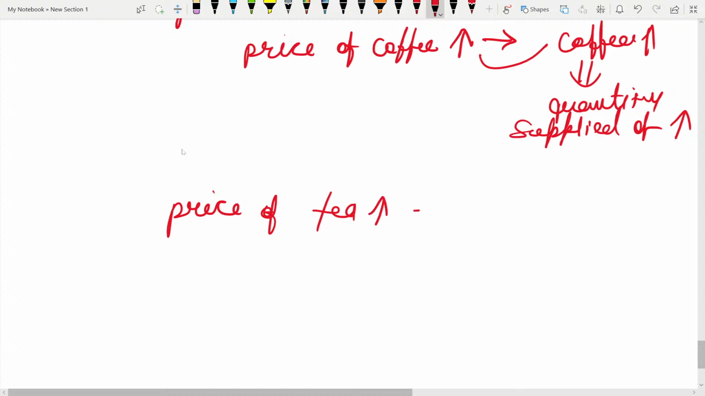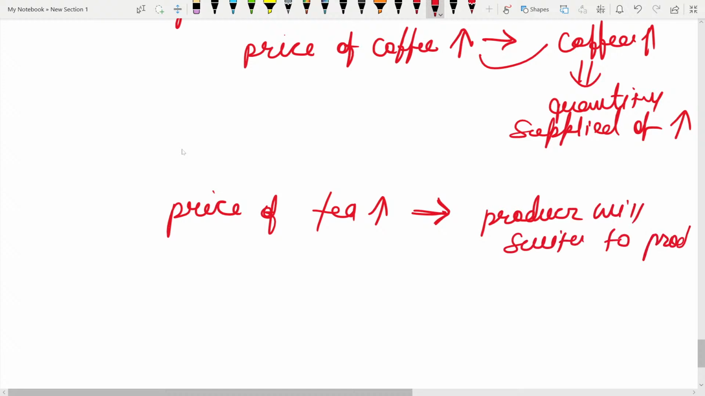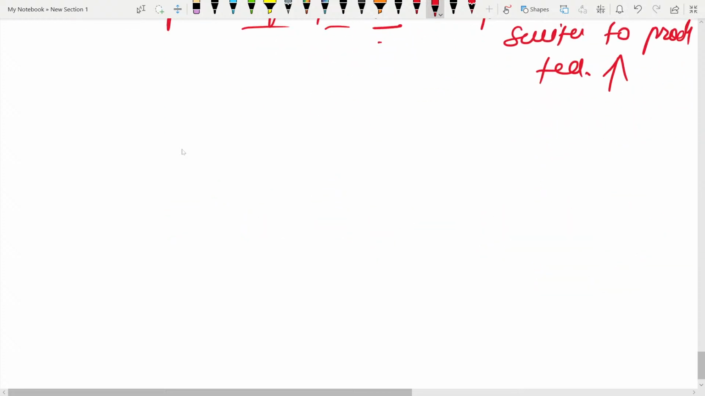Now let's suppose the price of tea goes up. What happens now? Let's take another perspective: if the price of tea goes up, then automatically the producer will switch to producing tea. Why? Because the price of tea is going up. Therefore, being a rational producer, we will automatically shift to producing tea. So this is showing the price of related goods. In this way, we can say that the price of related goods determines the supply.